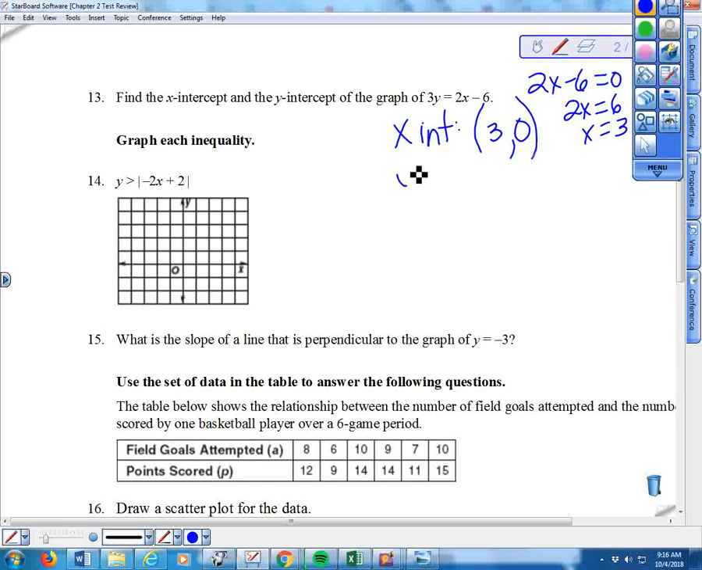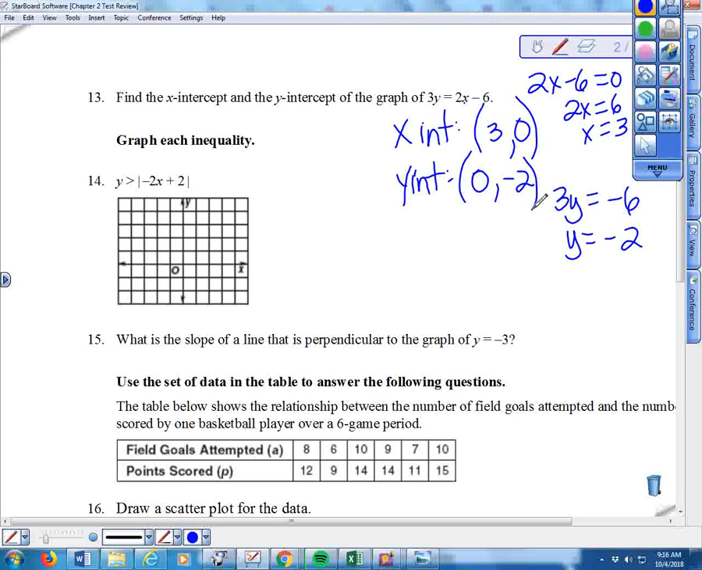My y-intercept happens to be when x is 0, because everywhere on the y-axis, the value of x is 0. So I plug in 0 for x, and I get 3y equals -6, so y equals -2. There they are, the x and y-intercepts. That's it.